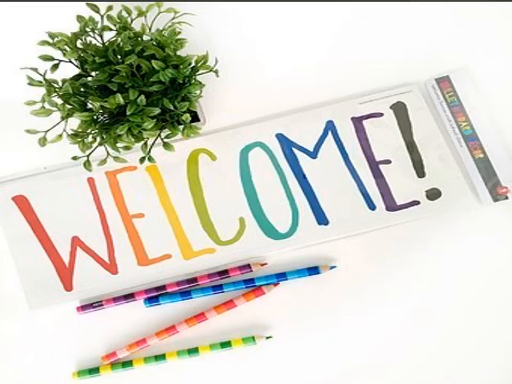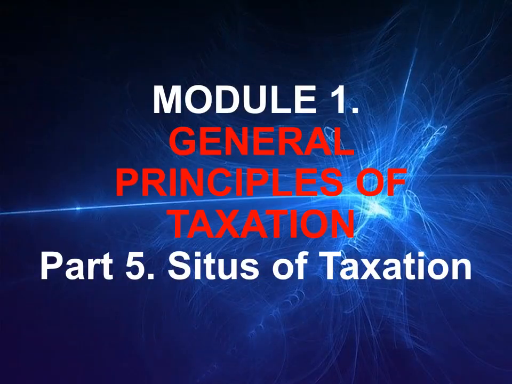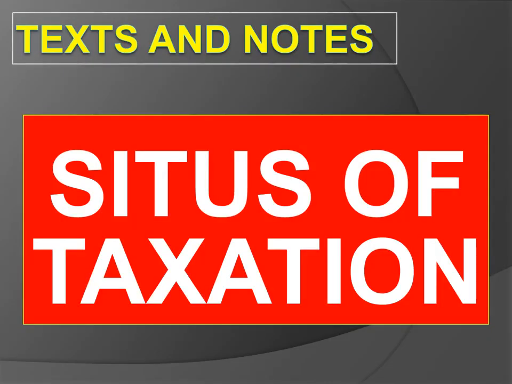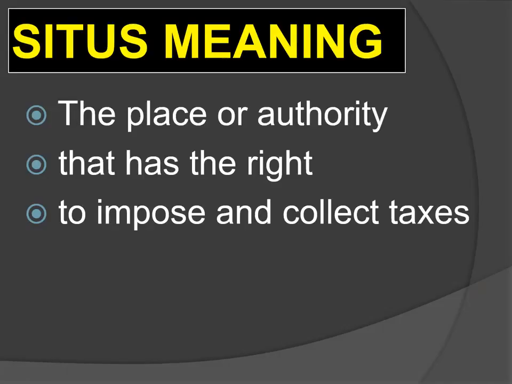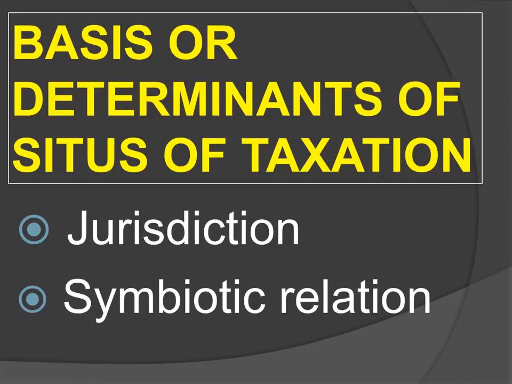Welcome back. This is part 5 of module 1, which is the situs of taxation. What do you understand when you talk about the situs of taxation? It's the place or authority that has the right to impose and collect taxes. And the basis or determinants of taxation, as we said before, are jurisdiction and the symbiotic relationship.